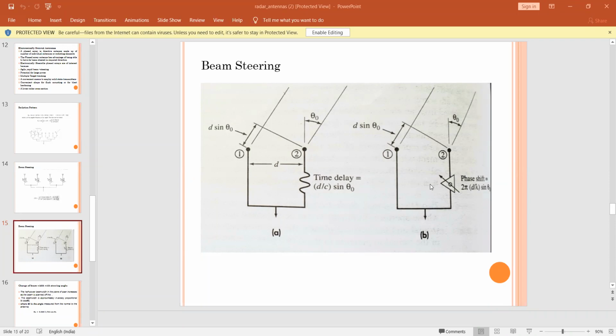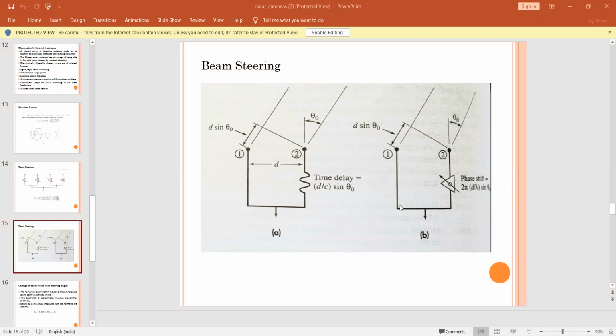You can note thus the beam can be steered in an array by changing the phase at each element. The figure shown here is two array elements spaced at a distance d. A received signal arrives at an angle theta measured with respect to the broadside direction. Beam steering based on true time delay is shown in figure A, and beam steering using a phase shifter, that is variable ranging from 0 to 2 pi radians, is shown in figure B.